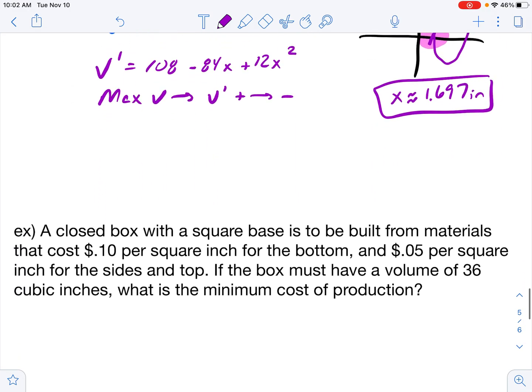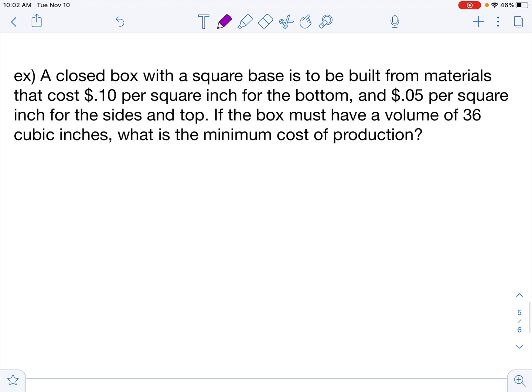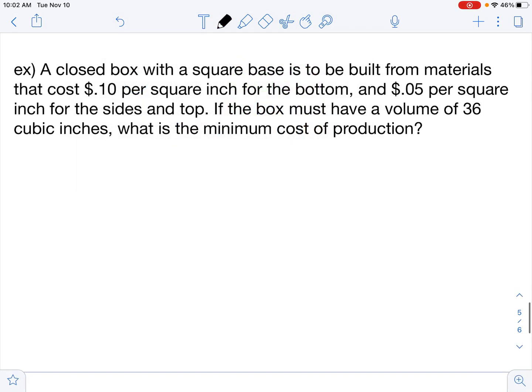Okay, and one last example to go. Here it is, a closed box. This box has a top on it with a square base. It is to be built from materials that cost 10 cents per square inch for the bottom and 5 cents per square inch for the sides and the top. If the box must have a volume of 36 cubic inches, what is the minimum cost of production?